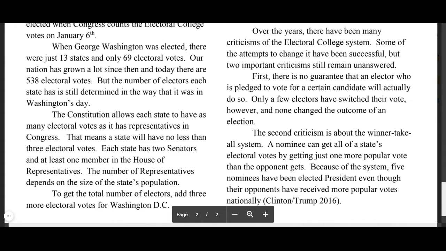The second criticism is about the winner-take-all system. A nominee can get all of the state's electoral votes by getting just one more popular vote than the opponent gets. Because of the system, 5 nominees have been elected president even though their opponents have received more popular votes nationally. Clinton, Trump in 2016.